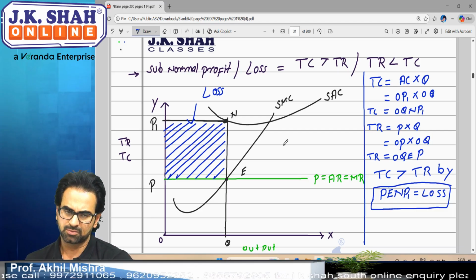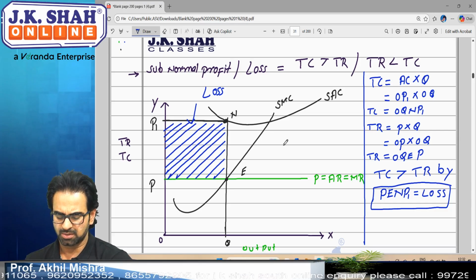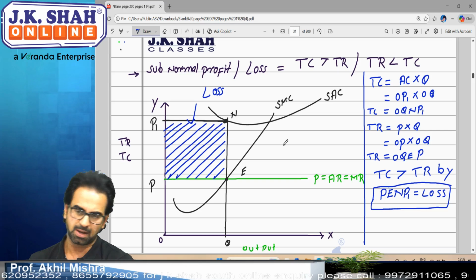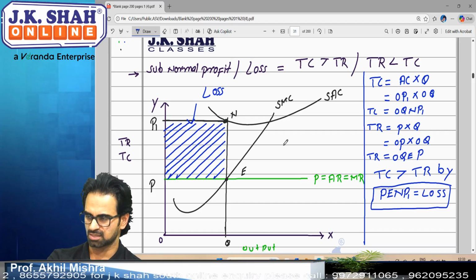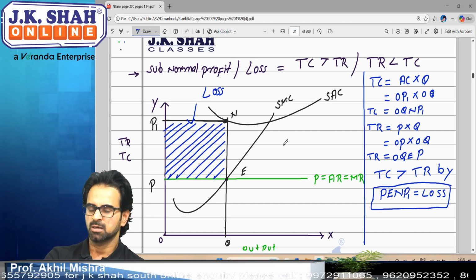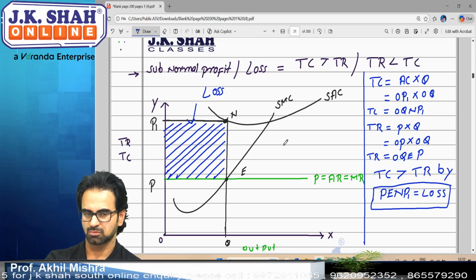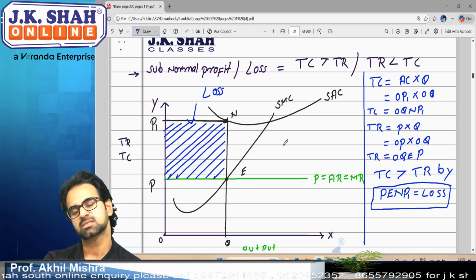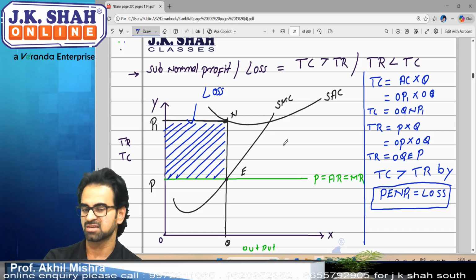Now, as I told you while explaining the perfect competition market, in perfect competition you are a price taker. You're not a price maker. You cannot decide your price. The market decides the price, because you are not the only seller of the product. There are so many sellers who sell the same product, which we call a homogeneous product. So here the price is decided by the industry, not by the individual seller.